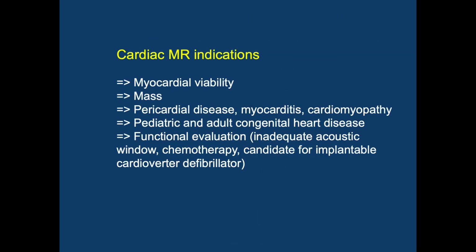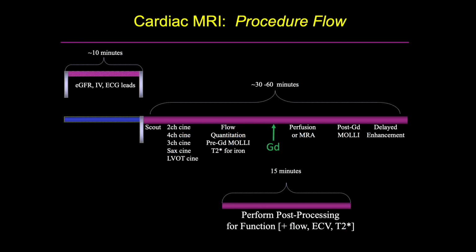Now, there are quite a few indications for cardiac MR. Presumably the patient has already had an echocardiogram and there is additional information that is needed. So, for instance, one can use cardiac MR to look at viability, to evaluate mass and thrombus, to look at pericardial disease, congenital heart disease, and, for instance, in patients undergoing chemotherapy, to give precise, reproducible functional evaluation.